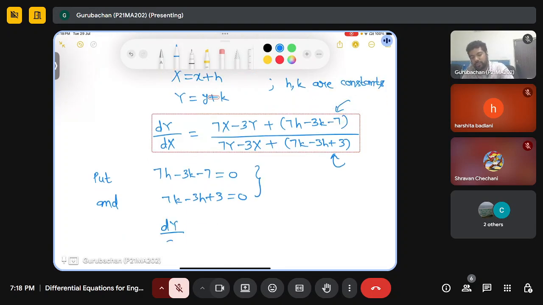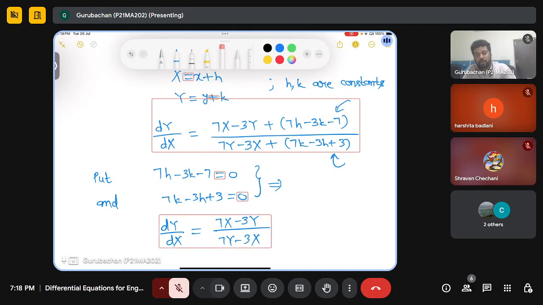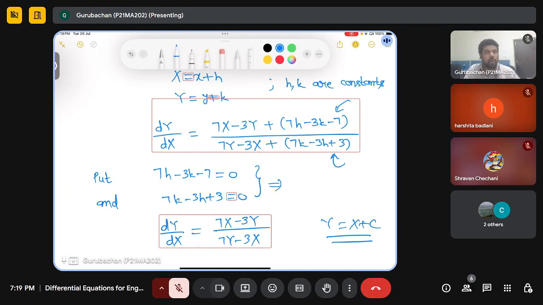Thus, our differential equation will reduce to dy by dx is equal to 7x minus 3y divided by 7y minus 3x. So clearly, it is now a homogeneous differential equation. So we just need to first solve this one. Why do we need to find the value of h and k? When you get the answer, suppose y is equal to x plus c, then you have to substitute again in terms of small x and small y. So you need to find h and k.